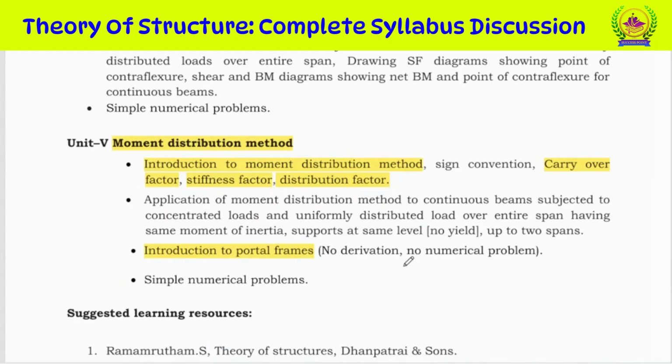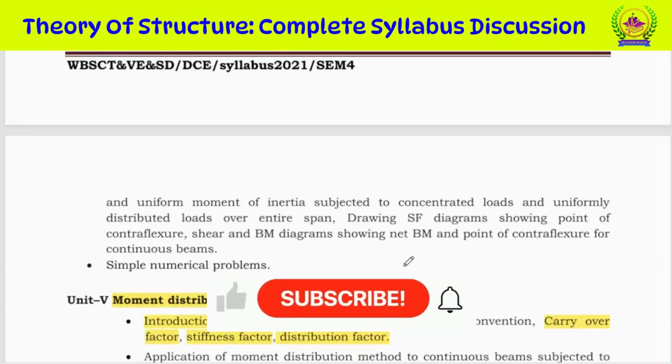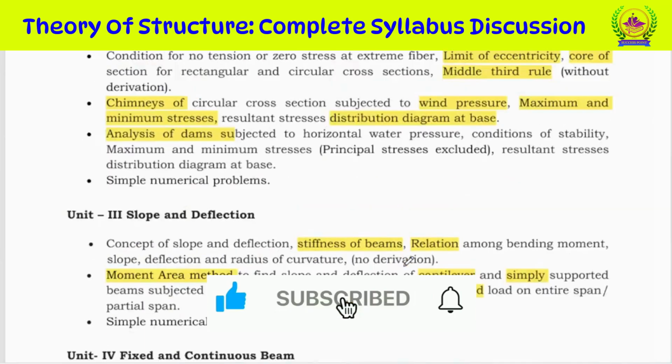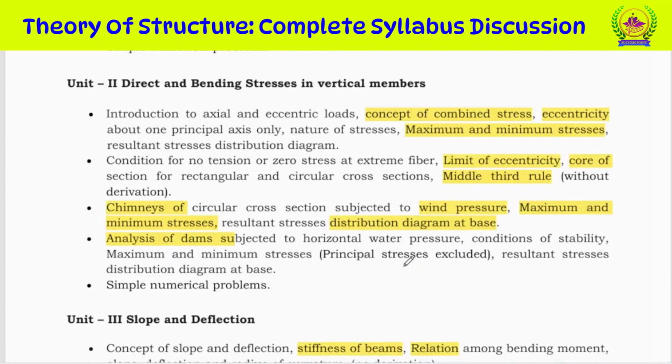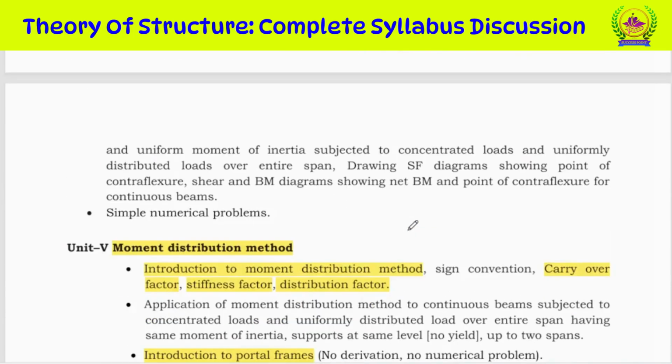And the last one is the Moment Distribution Method. Among the 5 modules, if anyone asks me what is the toughest chapter in this subject for diploma engineering students, my answer will be Unit 5, Moment Distribution Methods. Based on priority and easiest chapter, first one is Column, second one is Slope and Deflections, third one is Direct and Bending Stress, fourth one is Fixed and Continuous Beam, fifth one is Moment Distribution Methods.